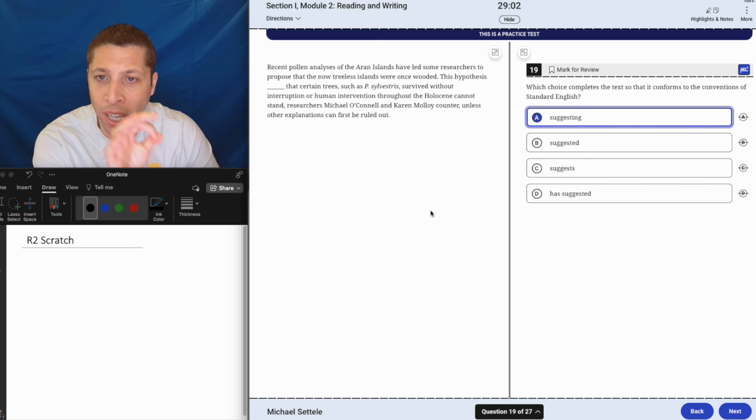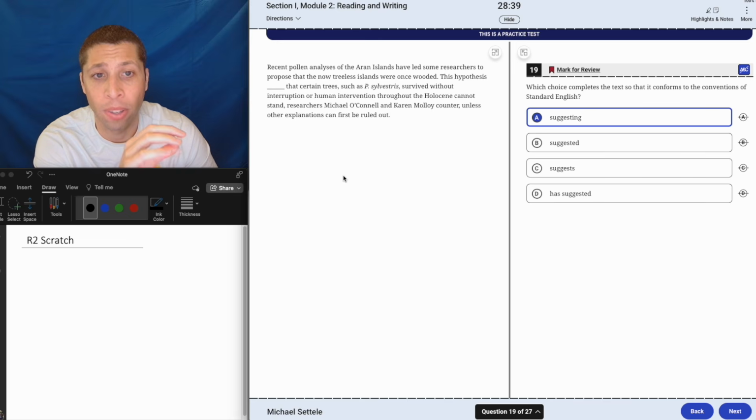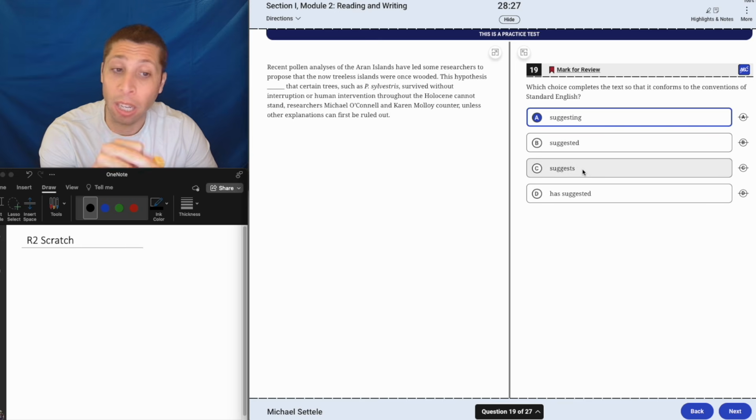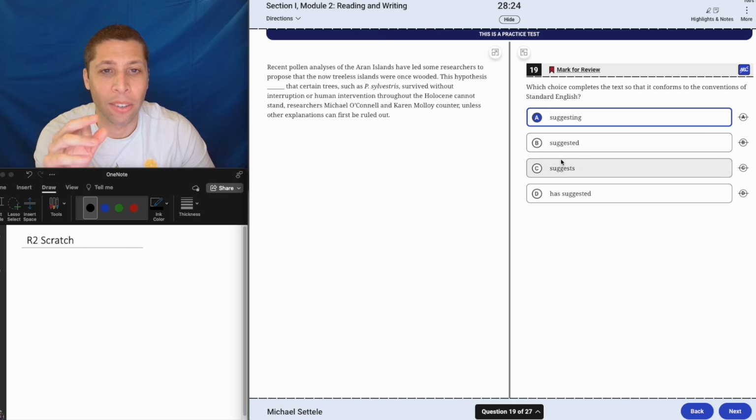This hypothesis suggesting that certain trees survive without interruption cannot stand unless other explanations. Wow, this is sneaky. It's definitely this. This is just a description. This hypothesis suggesting that certain trees survived without interruption or human intervention throughout the Holocene cannot stand. So this hypothesis cannot stand unless other explanations can first be ruled out. That's the sentence, and "suggesting" here is just descriptive. Lots of people are going to get this wrong. They're going to pick what I picked originally because they don't understand what's going on after all these commas. Oh, people are going to get that wrong.